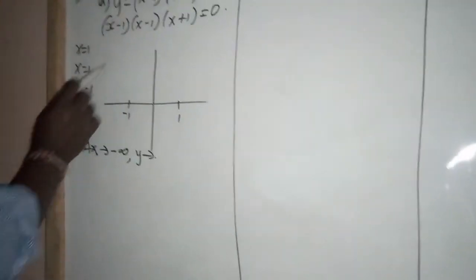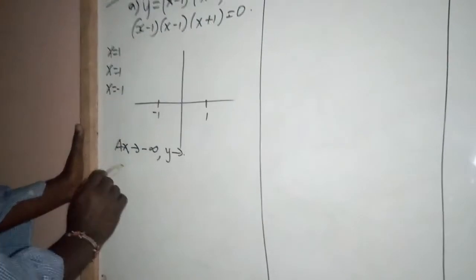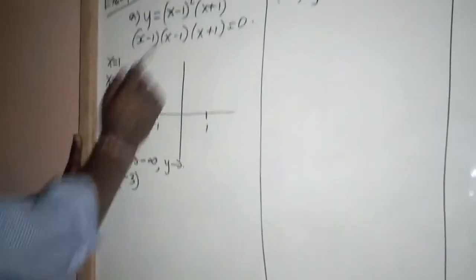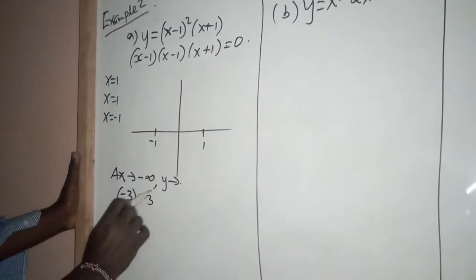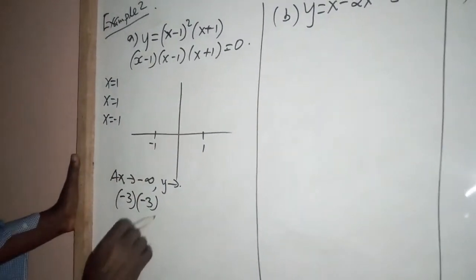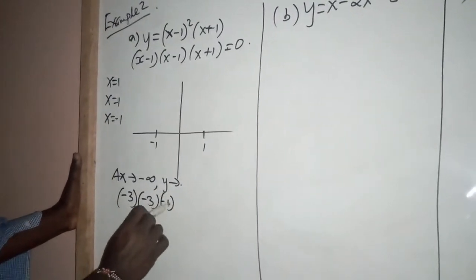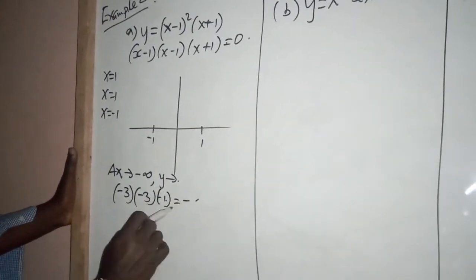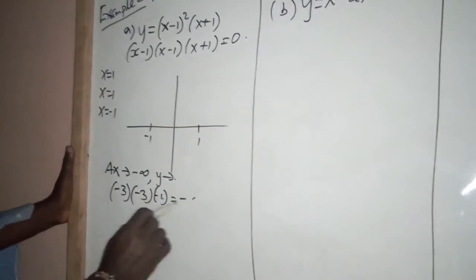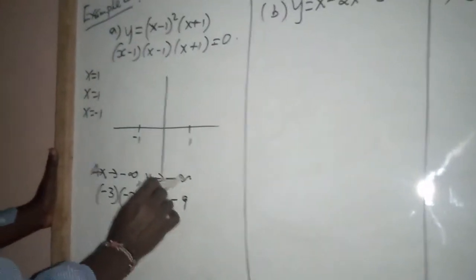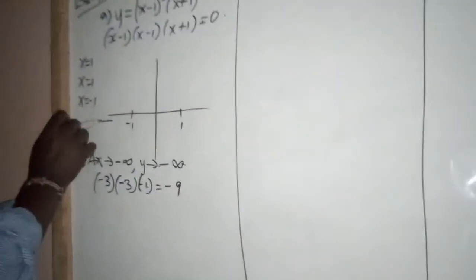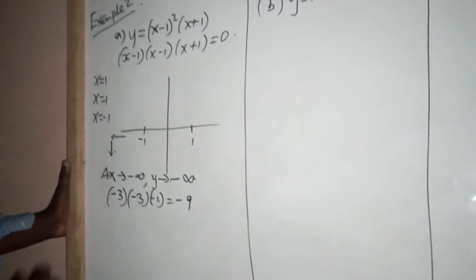To the left of negative 1, you can see negative 2 minus 1 is minus 3. Negative 2 minus 1 is another minus 3. And negative 2 plus 1 is a negative 1. So this is obviously negative 9. So as x approaches negative infinity, y approaches negative infinity as well.